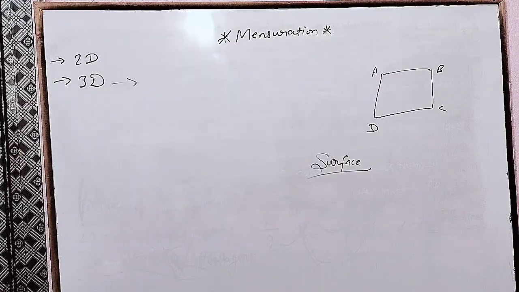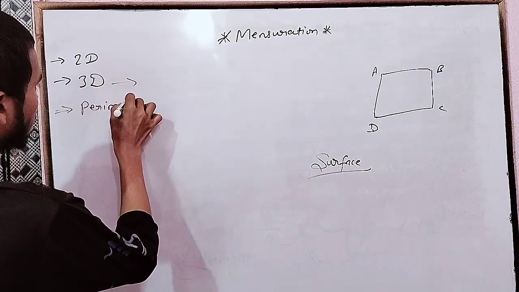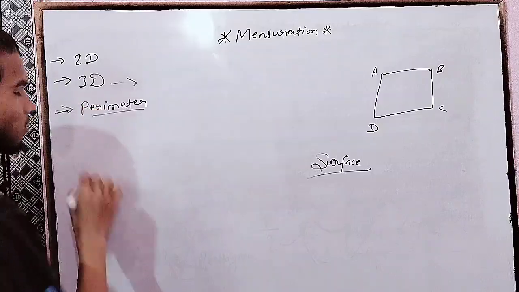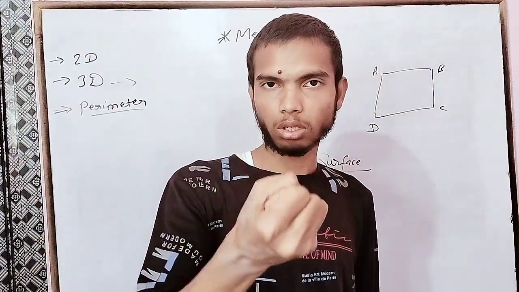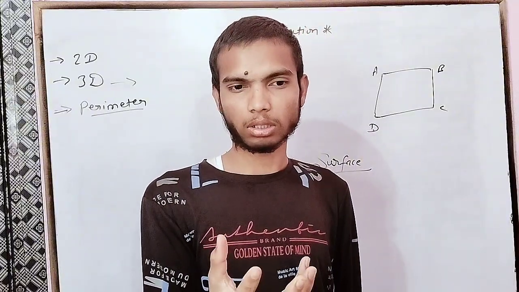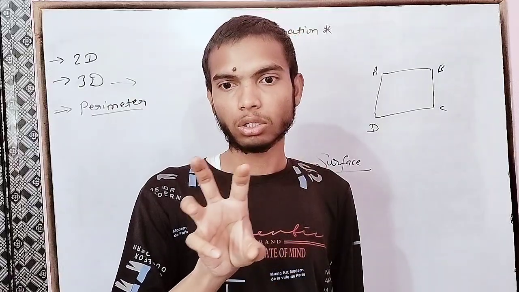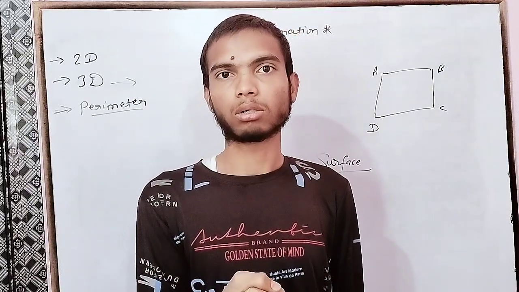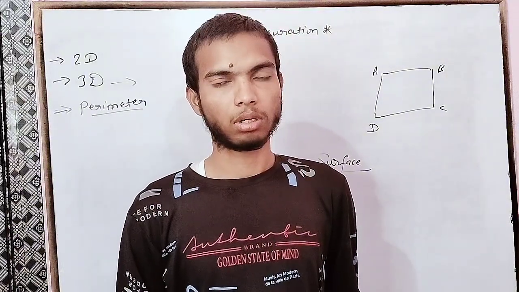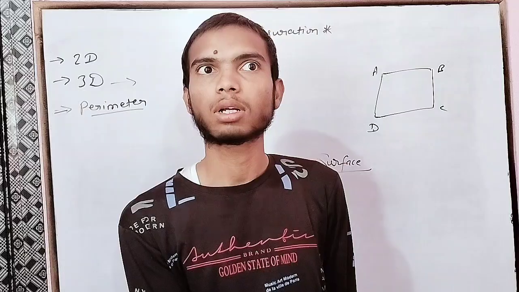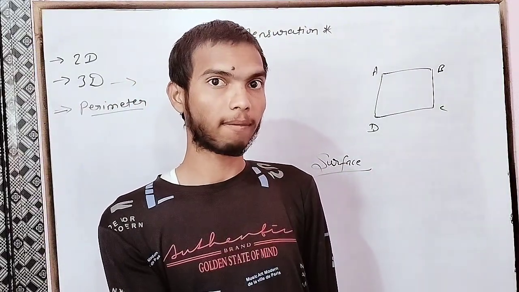What is the perimeter? Perimeter, which means total meter. You can say total distance, total measure of a shape. Total measure of the circumference of a solid shape is a perimeter.